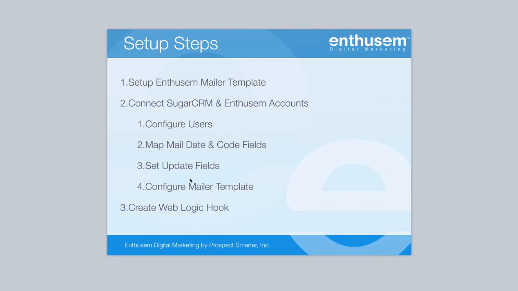Then in Enthusem, we're going to connect the SugarCRM and Enthusem accounts, which means we need to configure some users, map some fields, set update fields so when a recipient responds to an Enthusem mailer, we know what fields to update in SugarCRM, configure the mailer template to tell it which mailer to send, and create a WebLogic hook in SugarCRM.